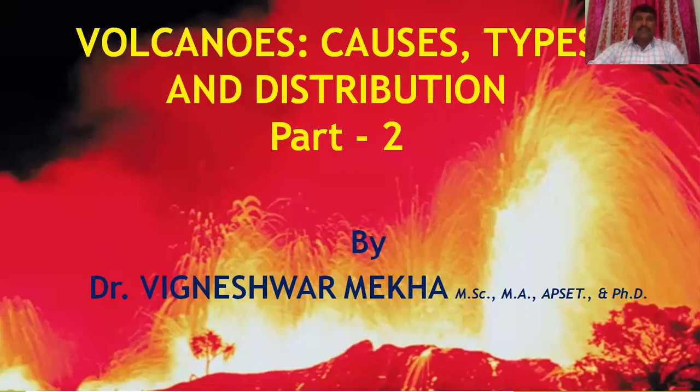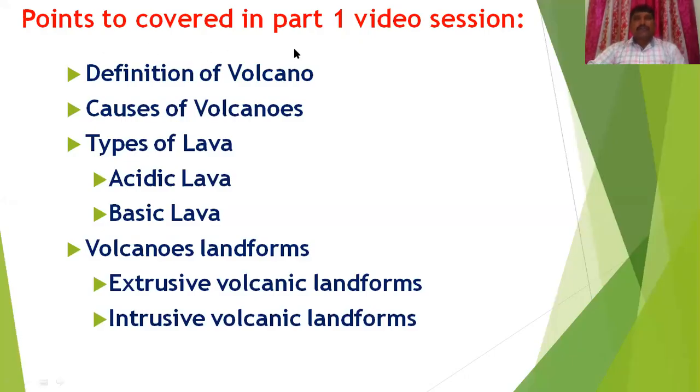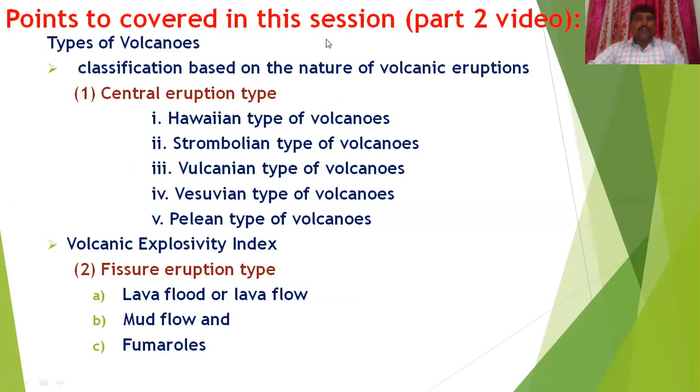In the present session, Volcanoes: Classes, Types and Distribution, Part 2, we are going to discuss the types of volcanoes. In the previous session, the points covered were the definition of volcano, causes of volcanoes, types of lava, and volcanic landforms. In the present session, we are going to cover the types of volcanoes. In this classification based on the nature of volcanic eruption, there are two types, central eruption type and fissure eruption type. Besides, we are also going to discuss the volcanic explosivity index.